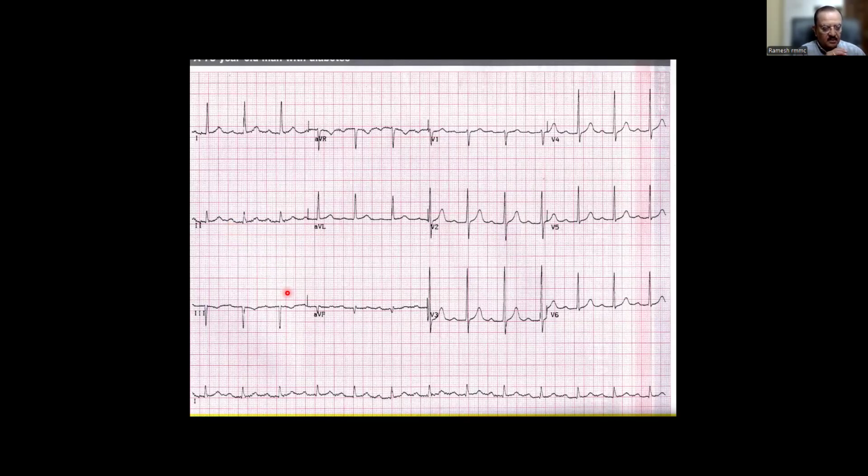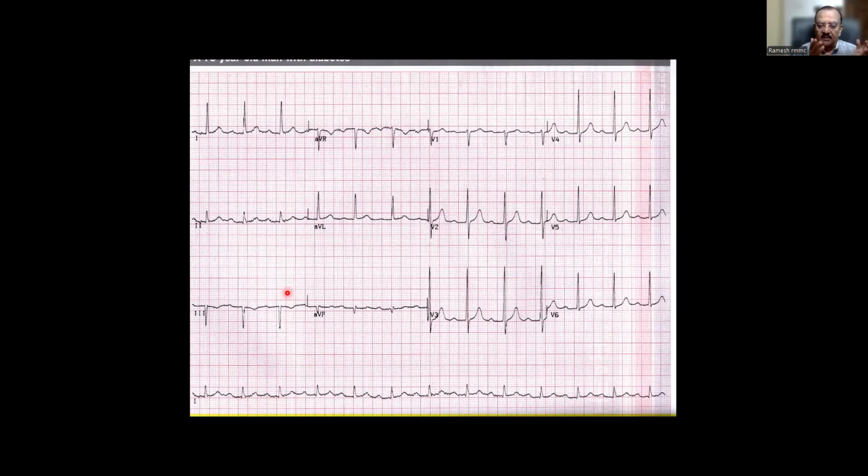How many small squares are there? More than 5 squares. 8, 9, sir. Yeah, approximately around 8 small squares. Exactly. So 8 means it's a prolonged PR. So is the AV node normal or abnormal? Diseased? Abnormal. Conduction delay. Block. It is definitely the AV node giving block.